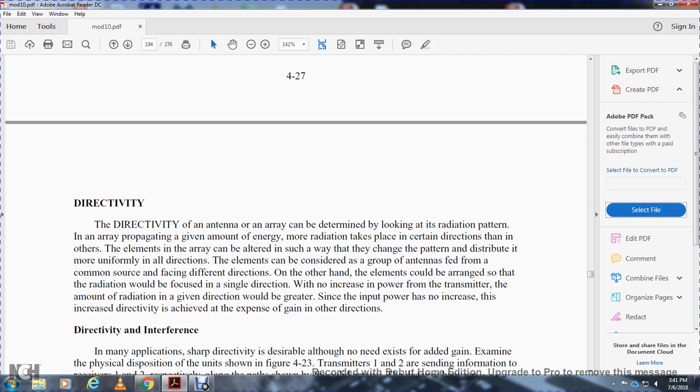Directivity of the antenna array can be determined by looking at the radiation pattern of the array. The energy propagates for a given amount of power, and more radiation takes place within certain directions than in others. The elements of the array can be altered in such a way that they change the pattern, distributing it more uniformly in all directions.